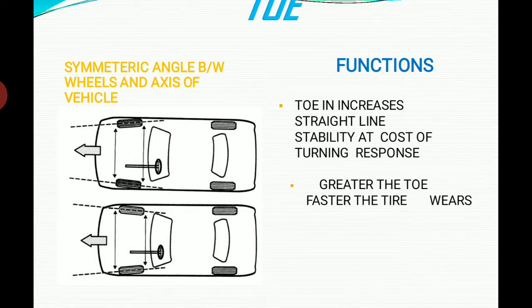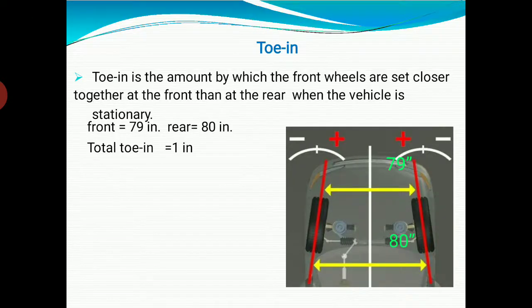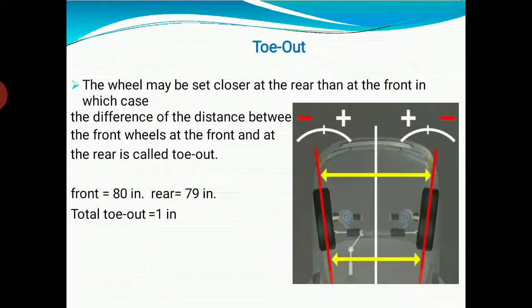Fine. What is toe? This is toe in. If you see the front wheels, normally a 1 inch gap, 1 inch distance will be there between the surface of the front and the surface of the back of the tire. So normally the distance will be 1 inch.